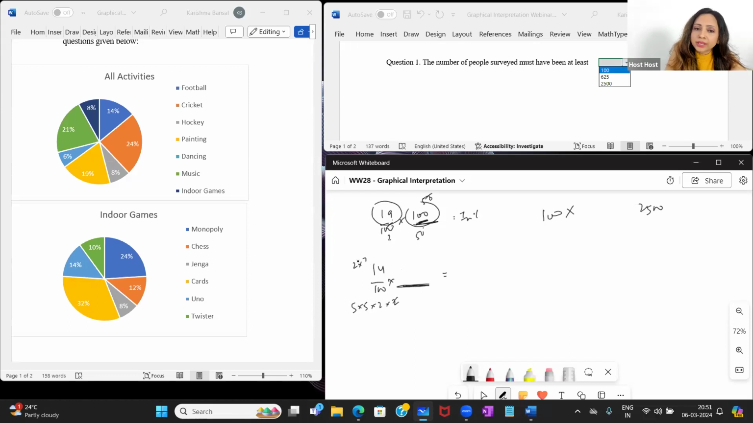So my 2 gets cancelled off. Great. But what about this 25 into 2, the 50 that is still here? 7 cannot cancel it off. If I want an integer over here, then over here I need to have at least a 5 into 5 into 2. Does that make sense?